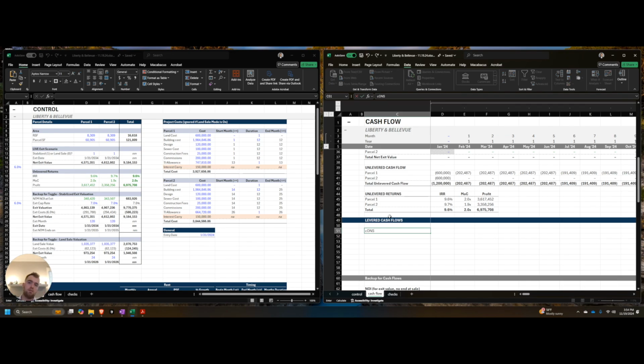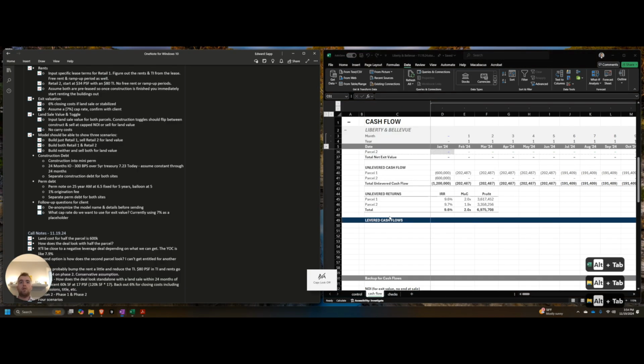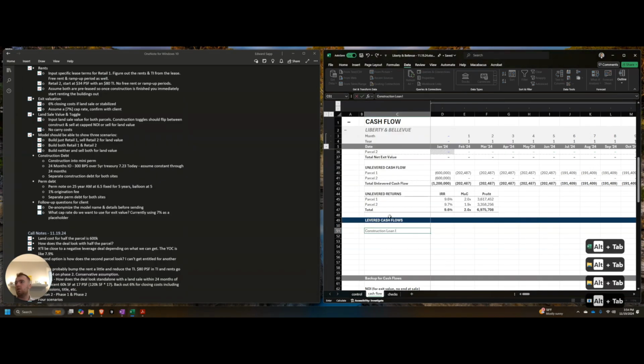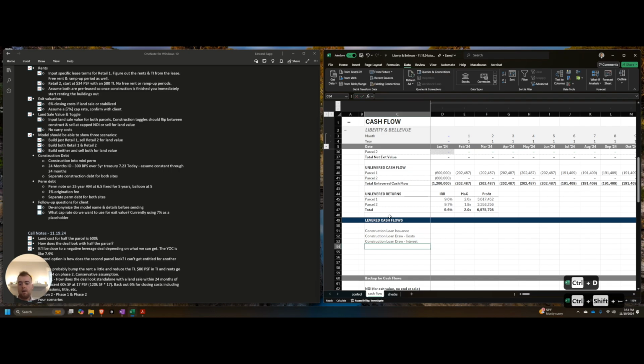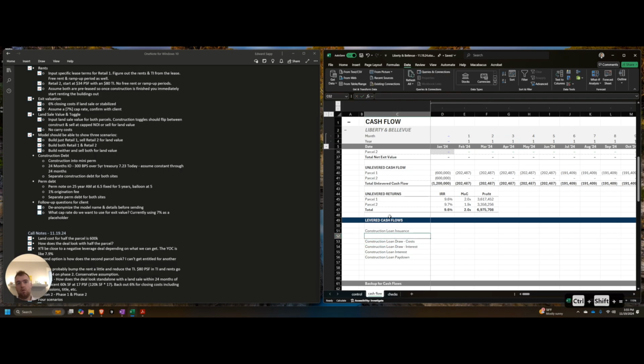So the levered cash flows are going to be, let's read our notes. Construction loan issuance, construction loan draw costs, construction loan draw interest, construction loan interest, and then construction loan paydown, and then construction loan origination fee. These are going to be our construction loan cash flows. Total construction loan cash flows. Parcel 1.